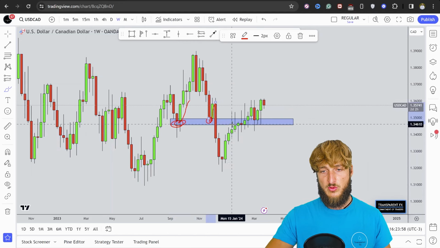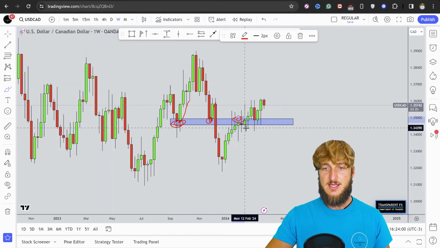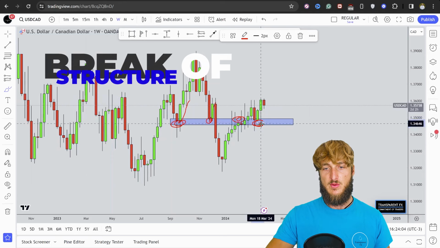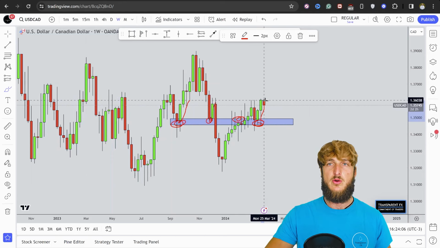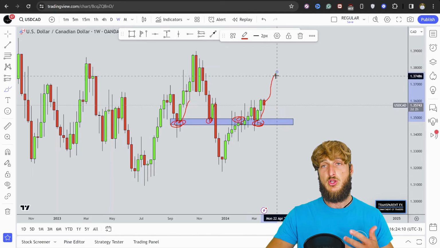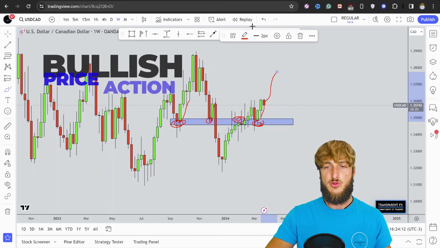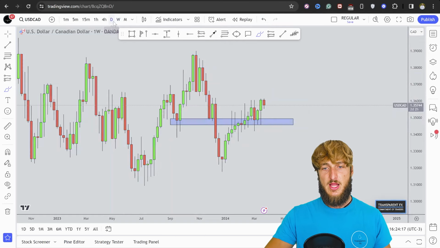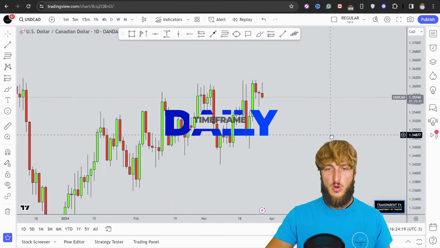Then the market broke it to the downside and it became resistance. Then the market broke back above, and here it became support. The market once again tested it and rejected it to the upside. So from a weekly standpoint, everything seems quite bullish, and we could expect more bullish continuation to be created away from this level. Dropping down on the daily time frame, what do we see?